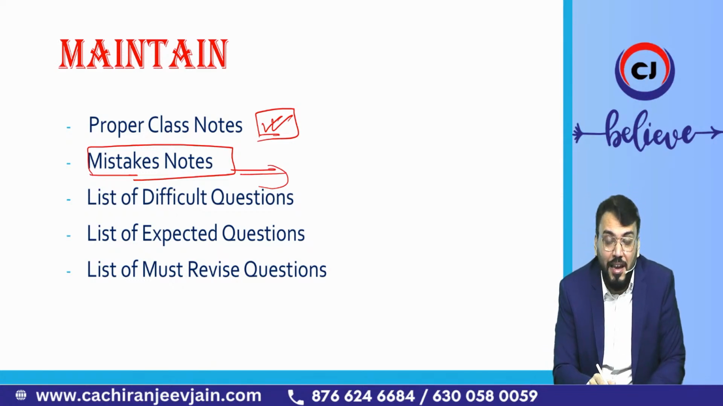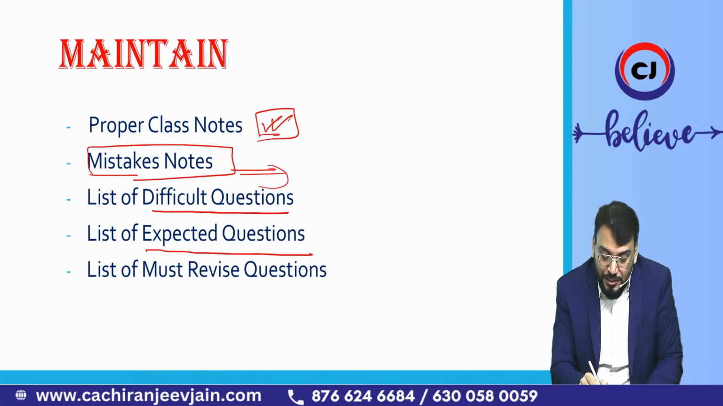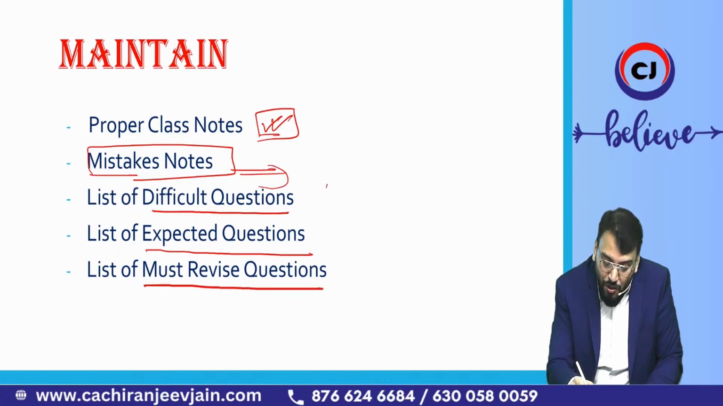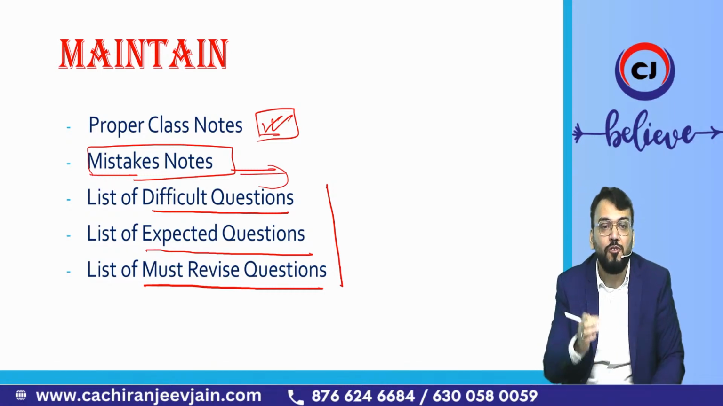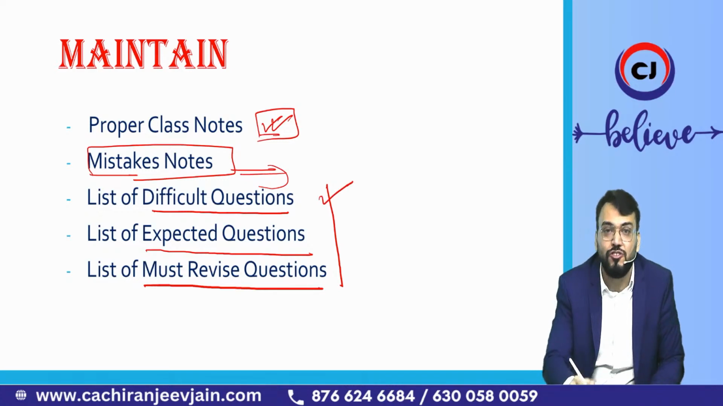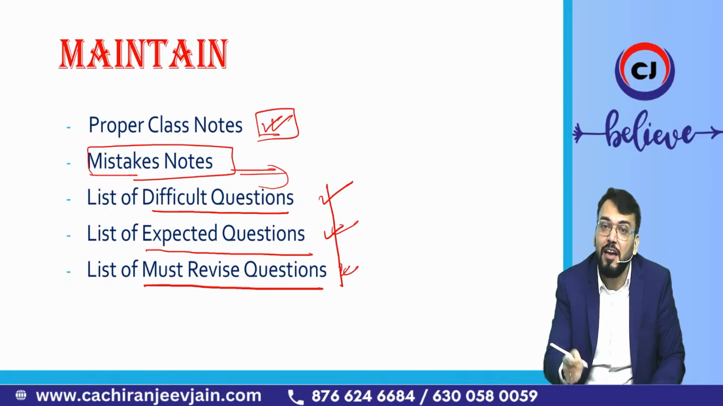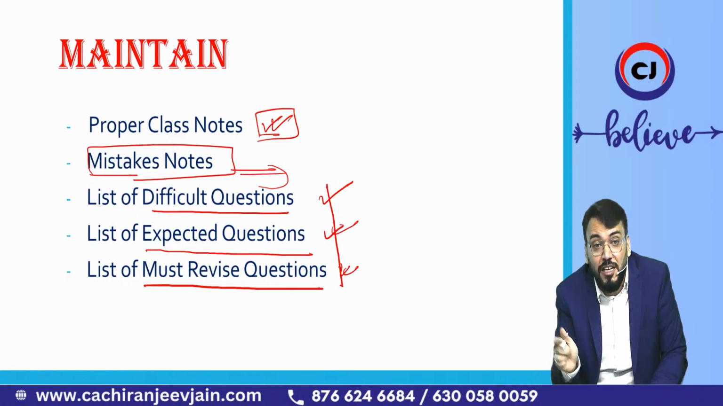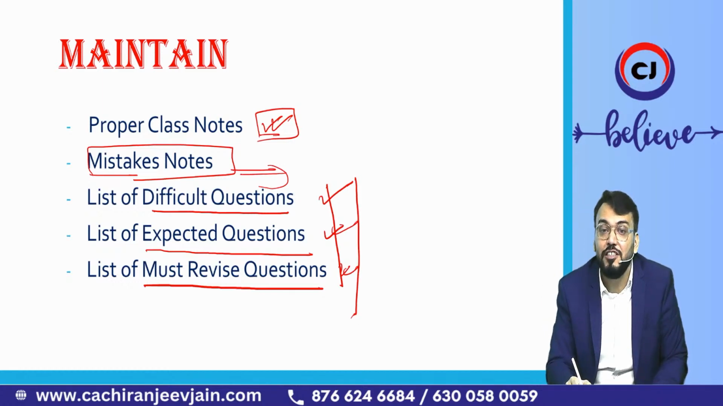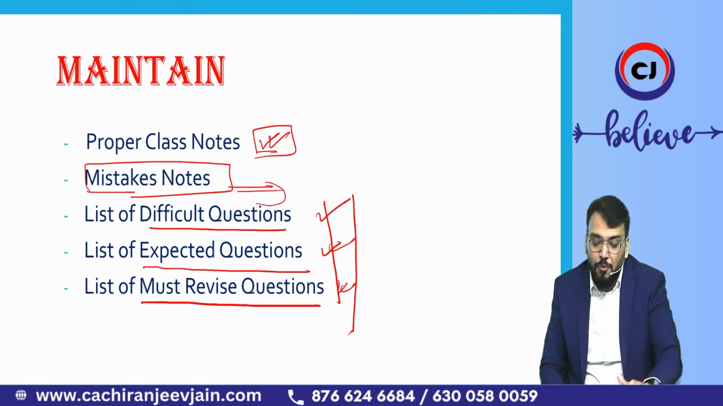Then you need to identify the list of difficult questions, the list of expected questions, and the list of must-revise questions. This only I will do from your point of view. I will only inform you that from this chapter these are the difficult questions, these are the expected questions, these are the must-revise questions. I will only define that. You need to only write down in some notebook that while doing revision this question needs to be done. This question needs to be done. Understood? With this, all the points we have discussed.